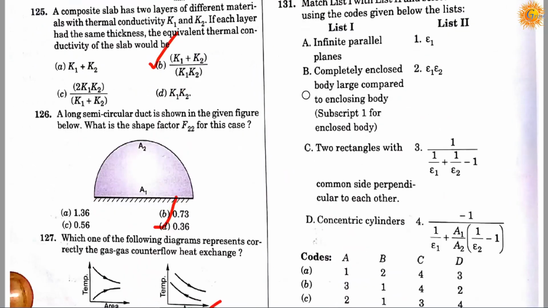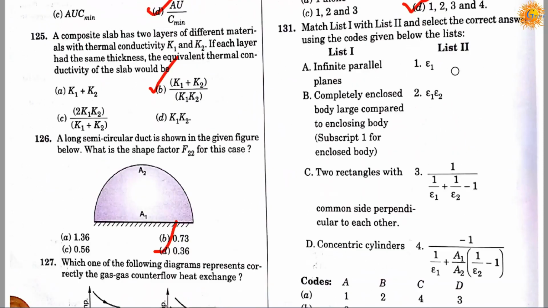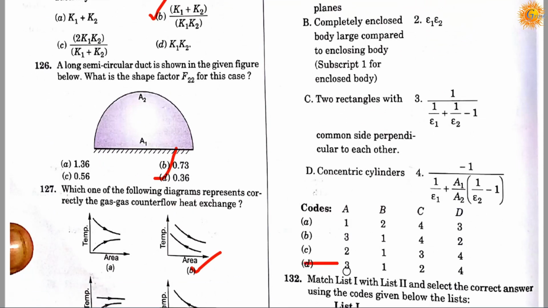Question number 131. Match list 1 with list 2 and select the correct answer using the code given below. In the first list, A is infinite parallel planes, B is a completely enclosed body large compared to the enclosing body, with subscript 1 for the enclosed body, C is two rectangles with a common side perpendicular to each other, and D is concentric cylinders. Here are some relations involving emissivity. So the correct answer is D, this one.